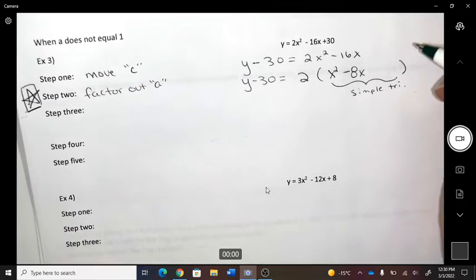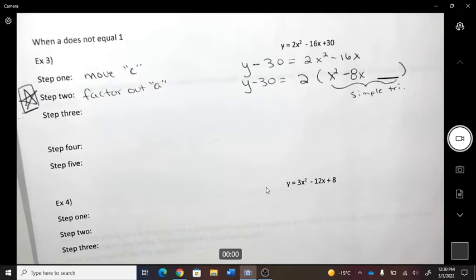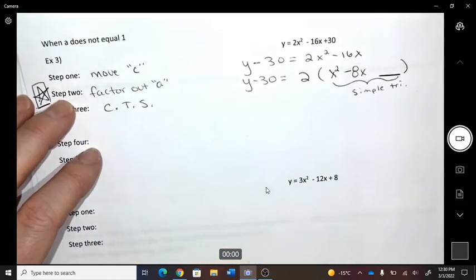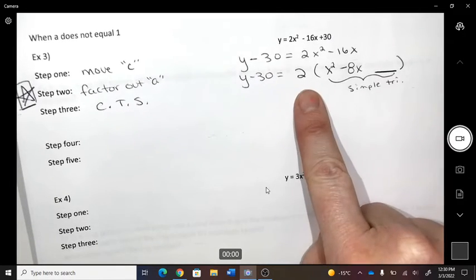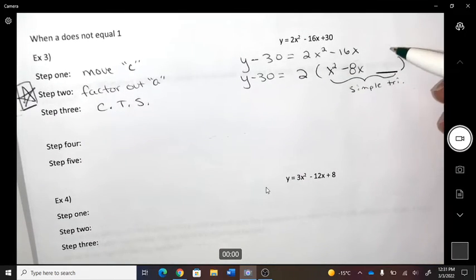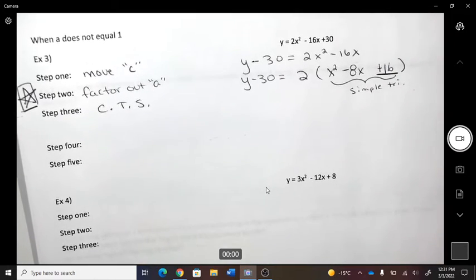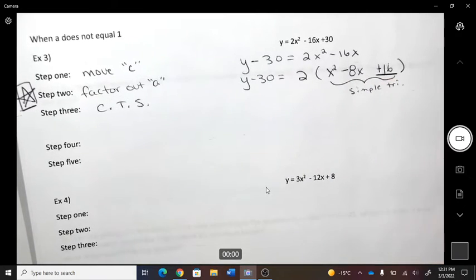Okay, now remember the goal? I want to always finish my own trinomial. I want to put what I want there. So step 3 is complete the square. But you can only do it if you have a simple trinomial. So once we got the 2 out, we have a simple one. So now I'm going to put a what there? Plus 16. This divided by 2 squared.